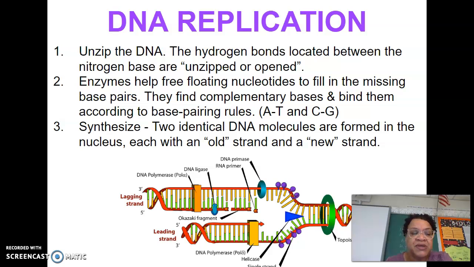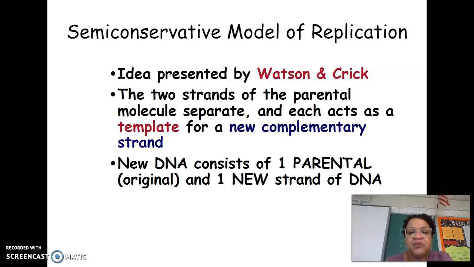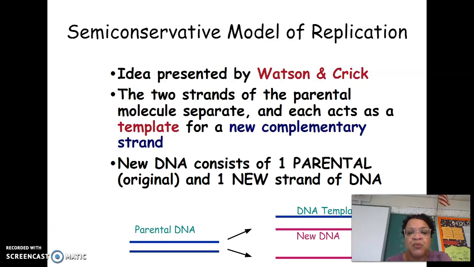And the third step is synthesis. Two identical DNA molecules are formed in the nucleus. Each will have an old strand and a new strand. We call this the semi-conservative model of replication. It was an idea that was presented by Watson and Crick. It means that the two strands of the parental DNA molecule separate, and each strand acts as a template for a brand new complementary strand.